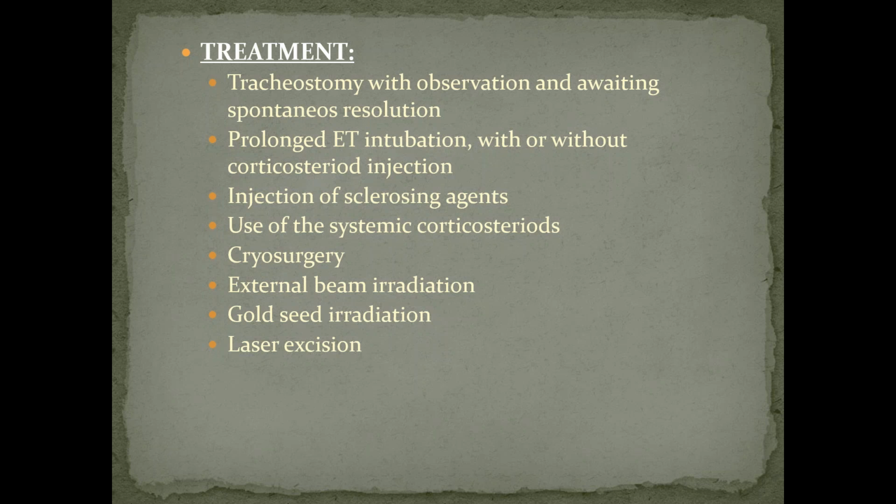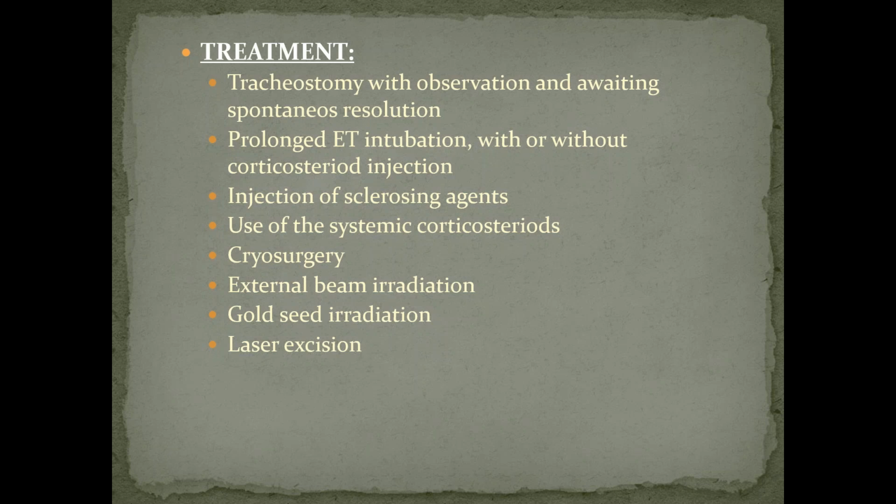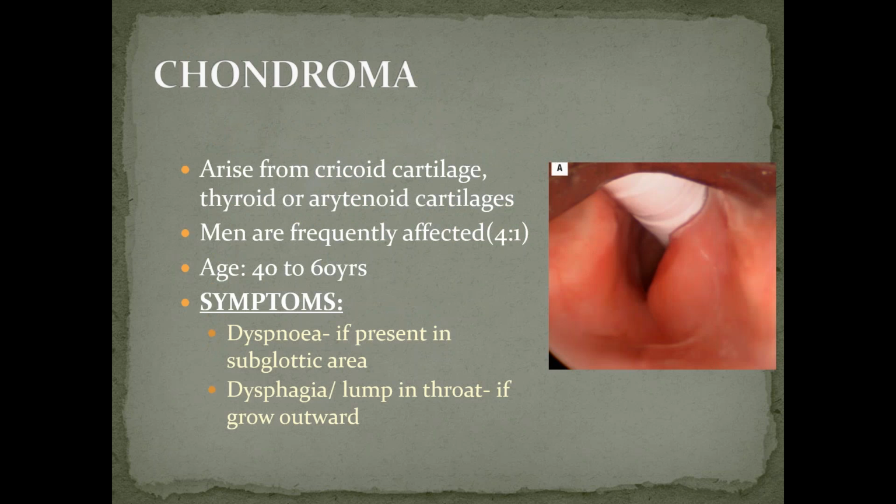You can do a tracheostomy for the airway. You can observe for spontaneous resolution. The second option is prolonged endotracheal tube intubation with or without corticosteroid injection into these hemangiomas, or you can inject sclerosing agents into these hemangiomatous lesions. Or use of systemic corticosteroids will also reduce the size of these hemangiomas. Other options are cryosurgery, external beam irradiation, and laser excision.